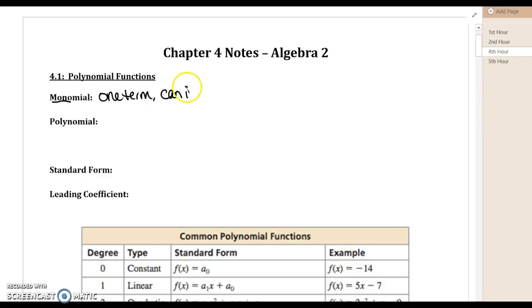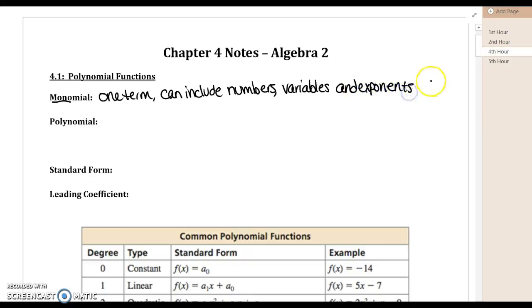It can include numbers, variables, and exponents. For example, 3x to the fifth is a monomial. A monomial cannot include any addition or subtraction.